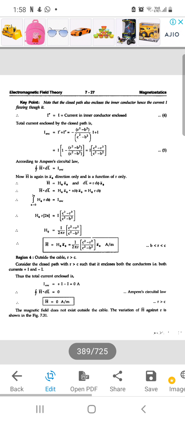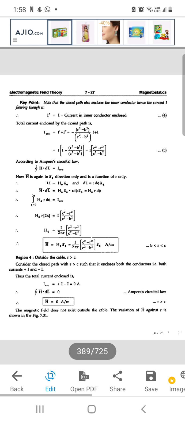So what is the total current enclosed by the path? The current enclosed in the inner conductor plus the current enclosed by the Amperian path. We have derived that the current enclosed by the Amperian path is minus of R square minus B square by C square minus B square into I, plus I, which is equal to I into C square minus R square by C square minus B square.